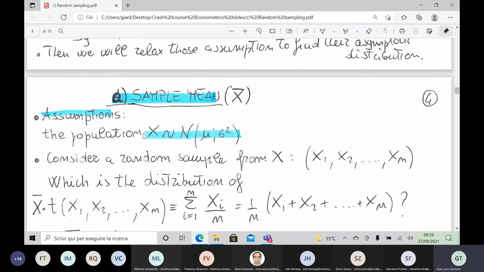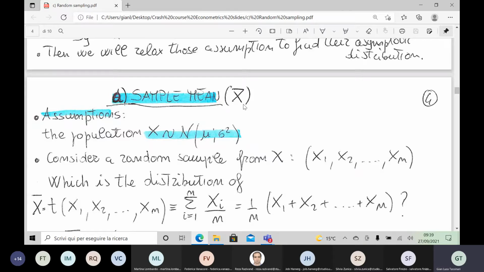So a random sample, as I told you, is a vector of n independent and identically distributed random variables. I denoted them with capital letters. So this is our random sample. Now, I told you, pay attention now, every function of a random sample is a random variable.